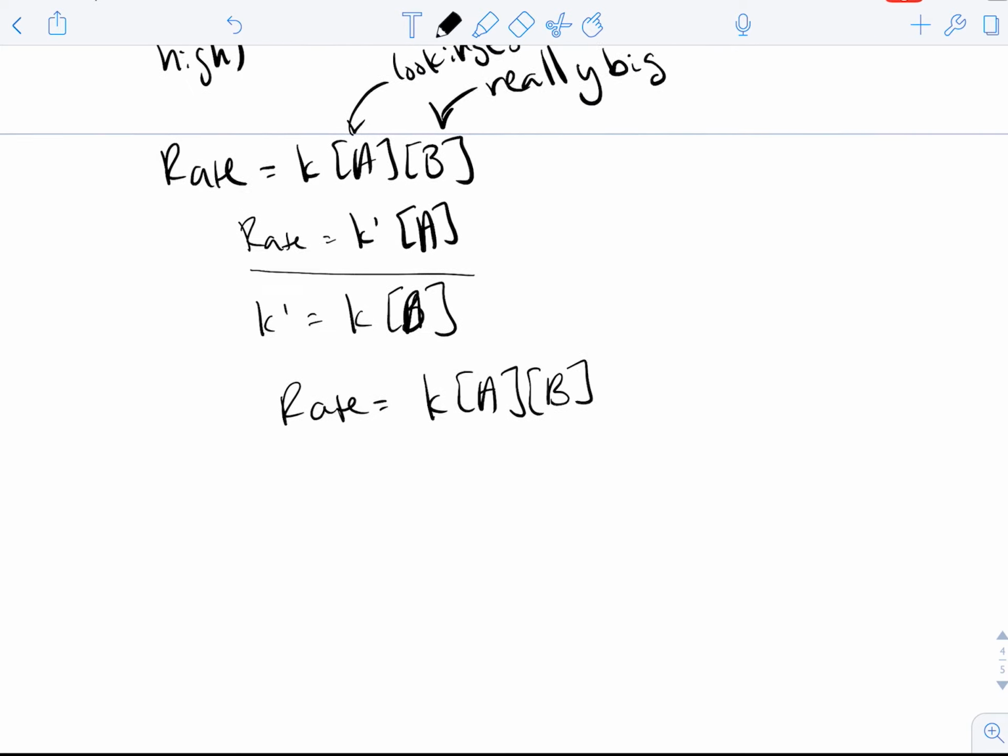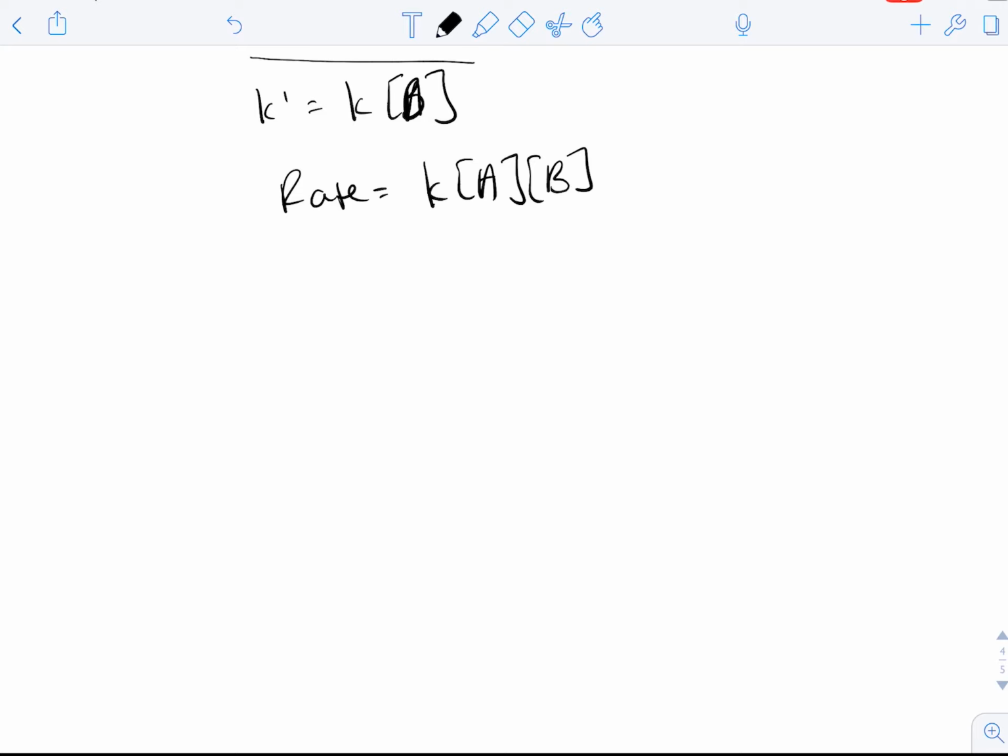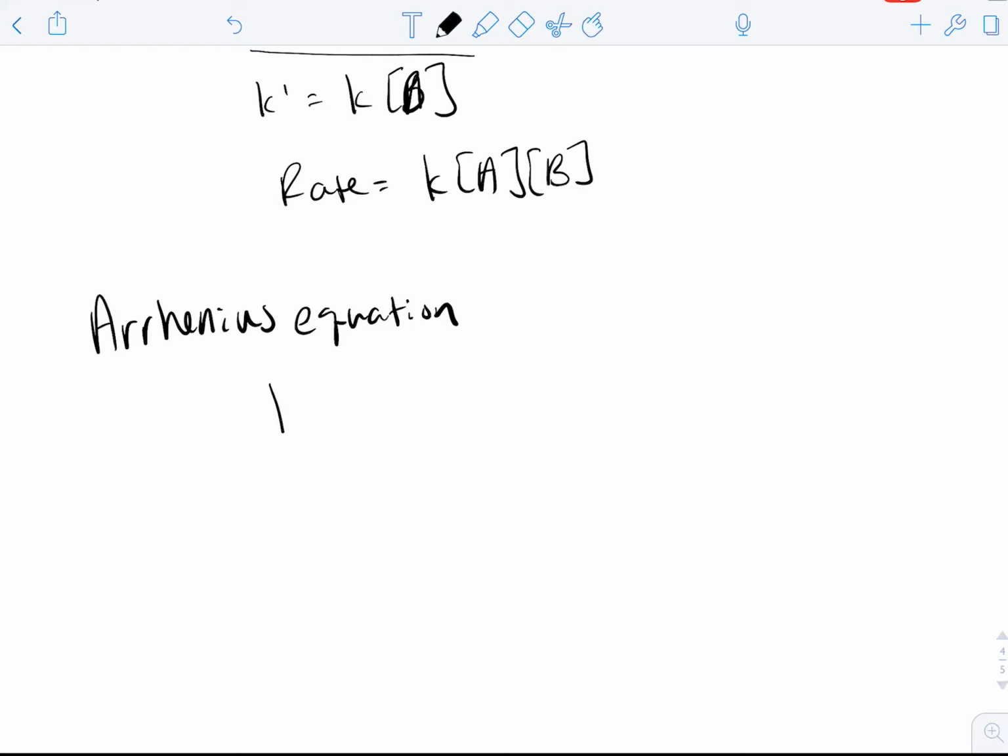Okay, the last thing I want to talk about in this video is our Arrhenius equation. And this is where we're going to relate temperature, reaction rate, and our rate constant. So we have our normal form of our Arrhenius equation, where our rate constant is equal to our collision frequency factor times e to the negative EA over RT.